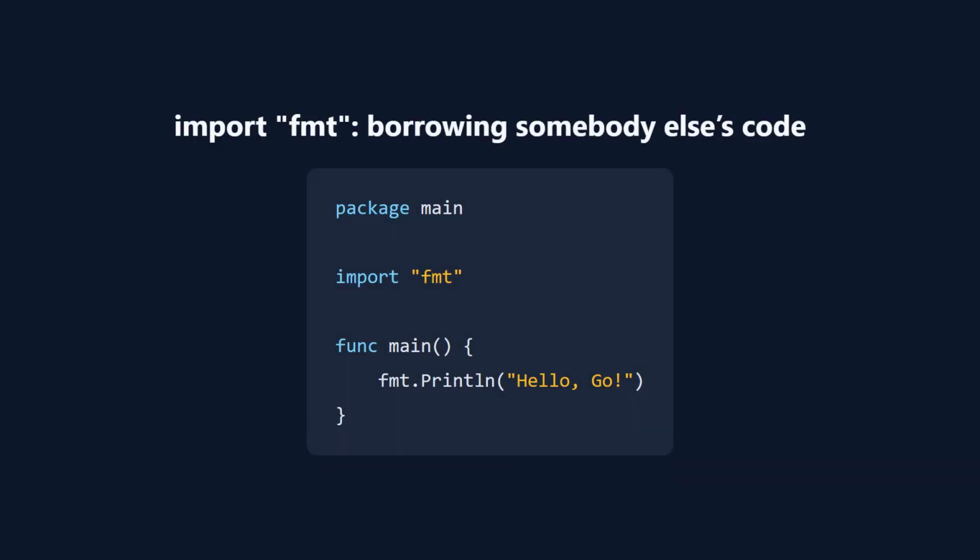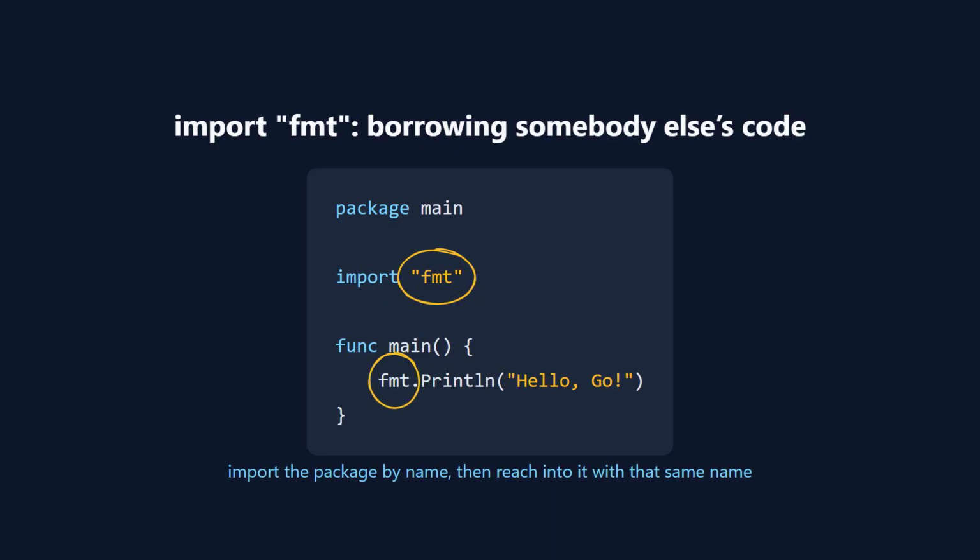Next line, import, quote, fmt, quote. fmt is a package that ships with Go itself. The name is short for format, and most people say it out loud as "fumpt". It is the package that handles printing, putting text on the screen, and building strings out of values. The import on line 3 and the use on line 6 are a pair. You import a package by name, and then you reach into it using that same name. You cannot use a package you have not imported. Go will not go looking for it on your behalf.